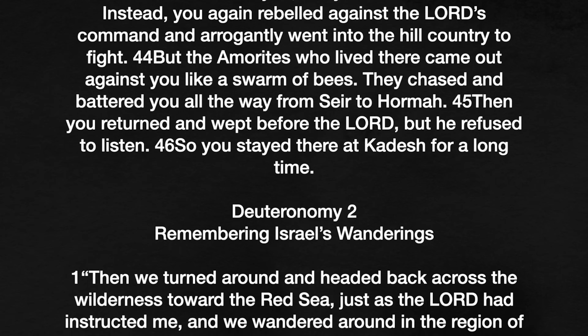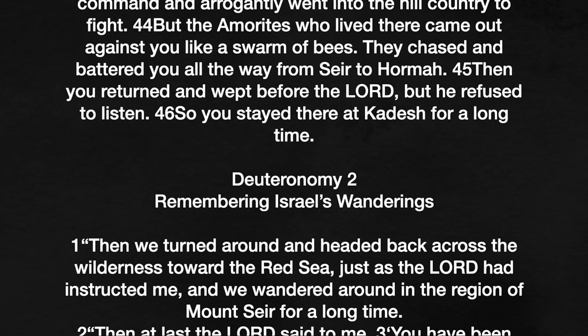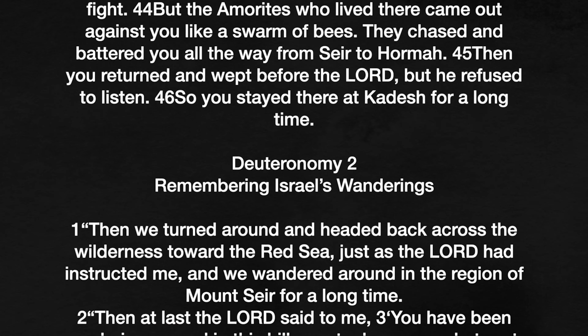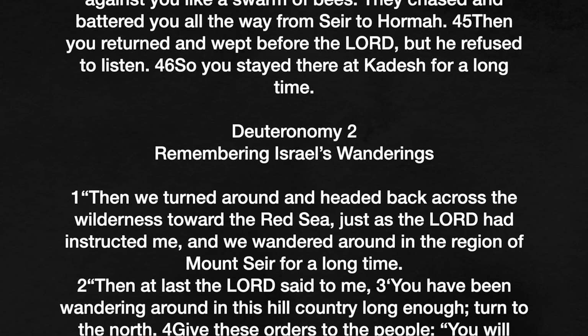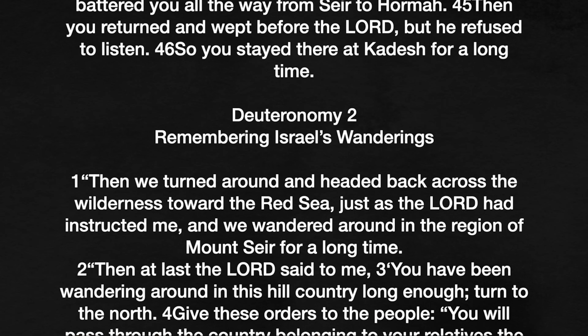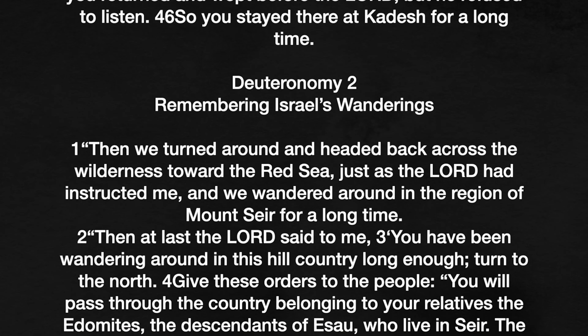Deuteronomy 2. Then we turned around and headed back across the wilderness toward the Red Sea, just as the Lord had instructed me, and we wandered around in the region of Mount Seir for a long time. "You have been wandering around this hill country long enough. Turn to the north, give these orders to the people.